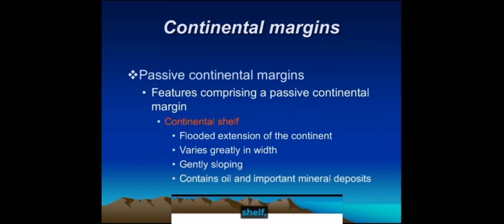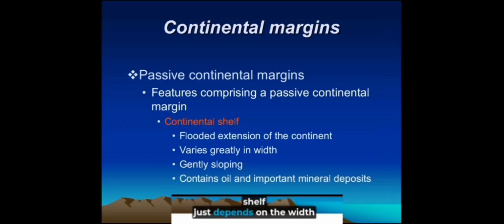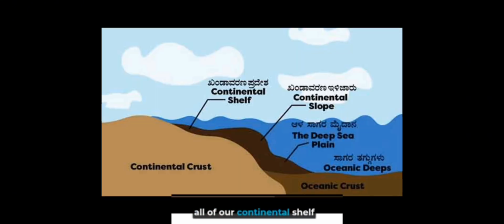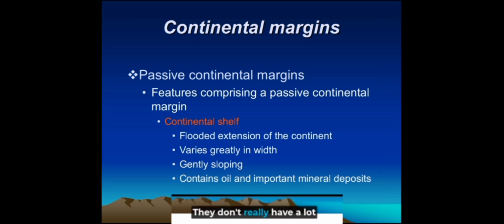Starting with the continental shelf, it is under the sea water, but regardless of the thick continental rock, it is still a continent. So the width of our continental shelf just depends on the width and size of the continental plate. But regardless of where we are, all of our continental shelves are gently sloping. They are not quite flat. They don't really have a lot of ups and downs in them.